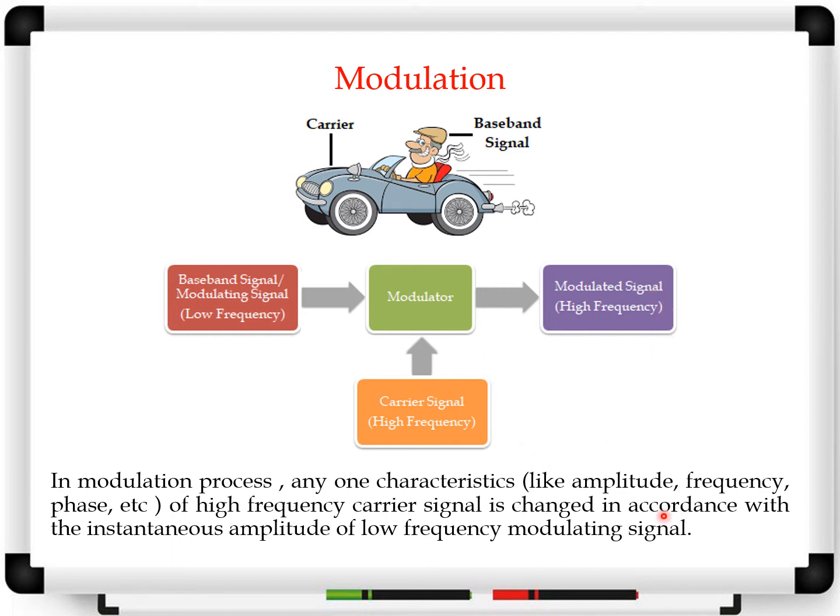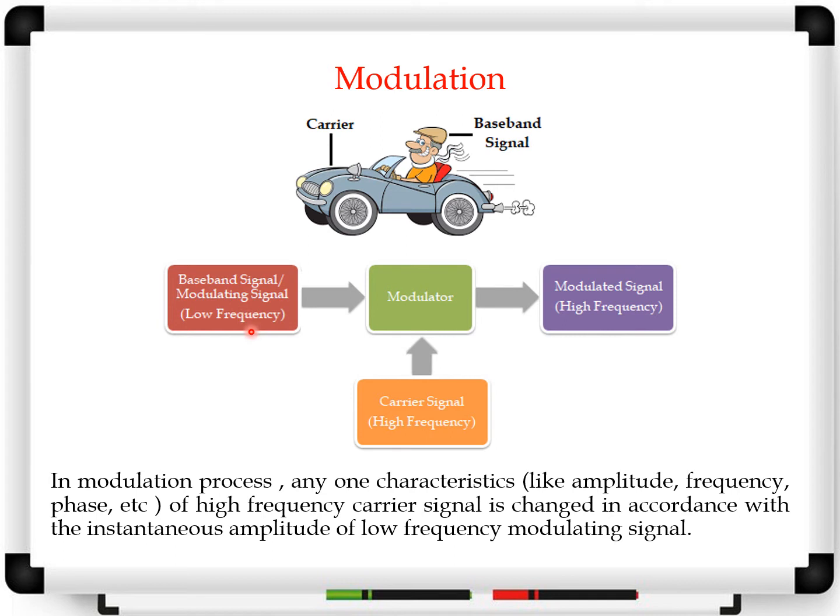So if there is change in the amplitude of this carrier signal, then it is called amplitude modulation. If there is change in the frequency of this carrier signal in accordance with the instantaneous amplitude of baseband signal or modulating signal, it is called frequency modulation.